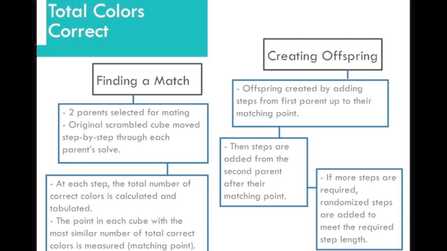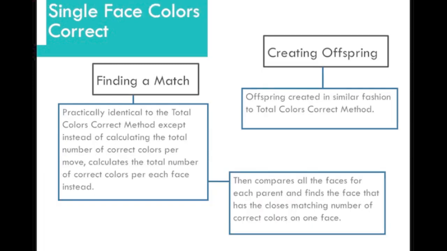You add all the steps to the offspring chromosome. Then from the second parent, you find its matching point and you add the steps from that. That creates one chromosome. Now let's say there are not enough steps in that chromosome. Then we'll add some random steps to the solution to meet the required length of 50 steps.